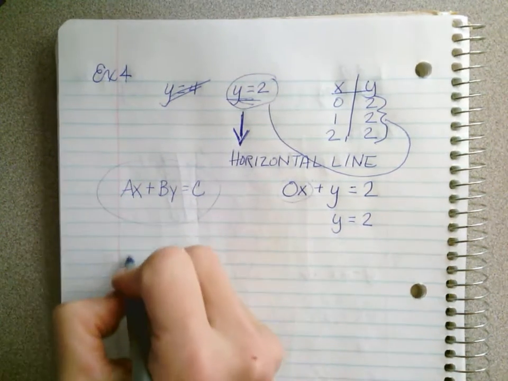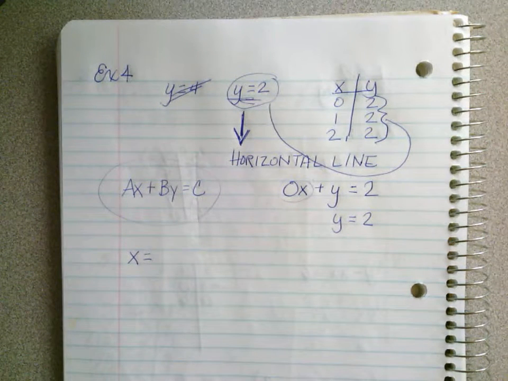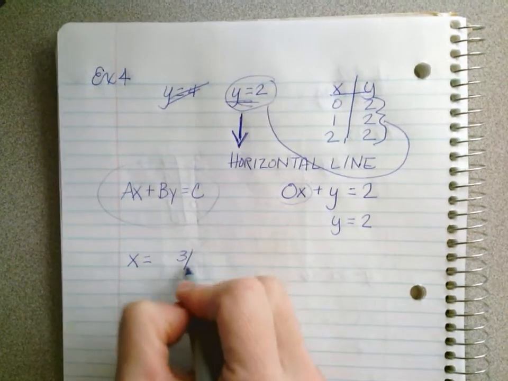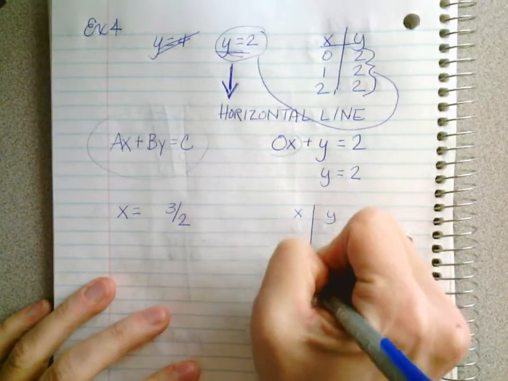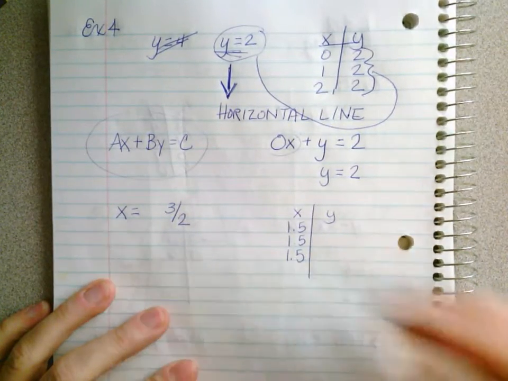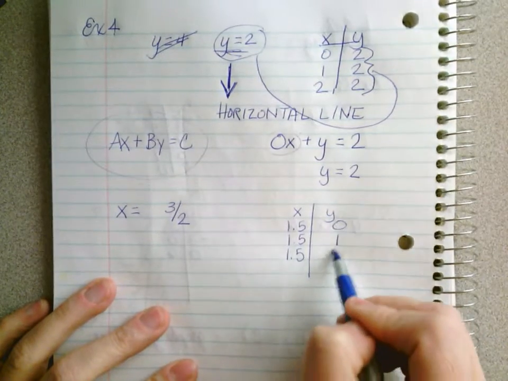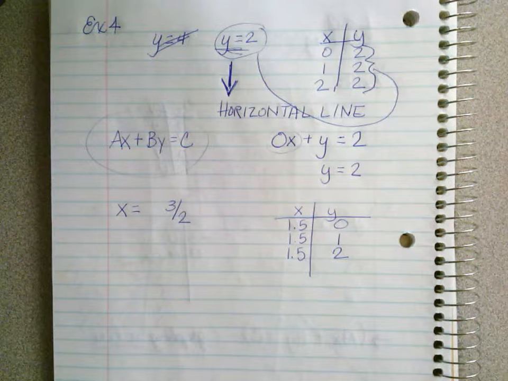Now, what if the x value is always the same? I'll give you an x value, and it doesn't matter if it's fractional or a whole number. They give us a fraction, I'll do the same. I'll do a fractional x value, 3/2. That means no matter what the y is, x is always going to be 3/2. It doesn't matter what the y is, x is always 3/2.